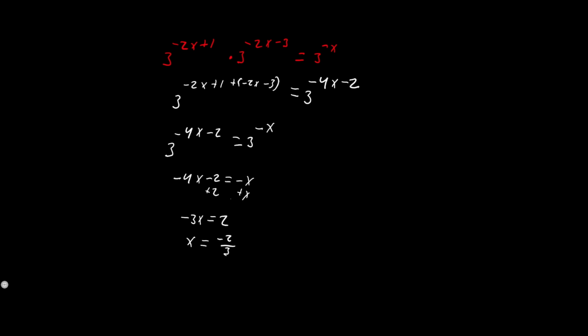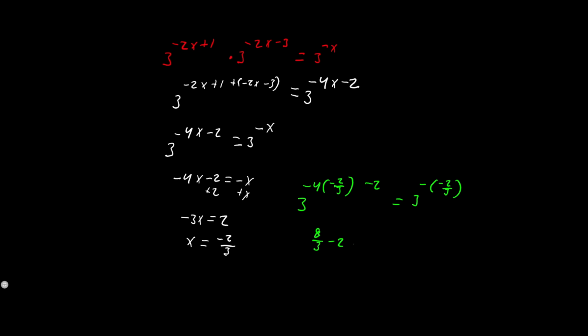So here we're going to go ahead and verify that. Let's write it out in green. So we have 3 to the power of negative 4 times negative 2 over 3 minus 2 is equal to 3 to the power of negative 2 over 3. And that is going to give us negative 4 times negative 2, which gives positive 8 over 3 minus 2.